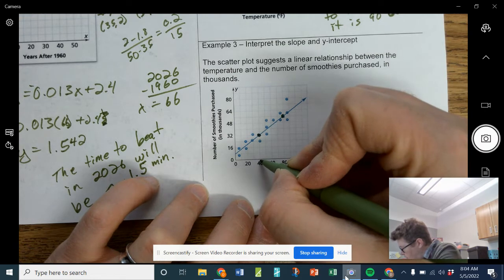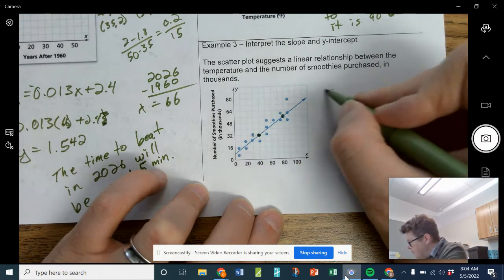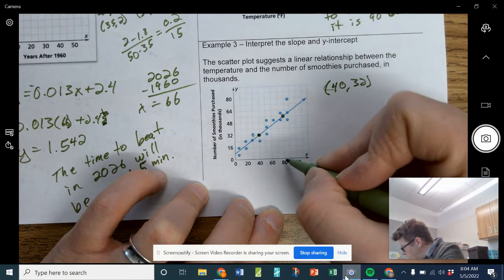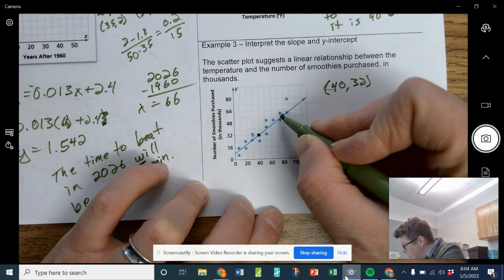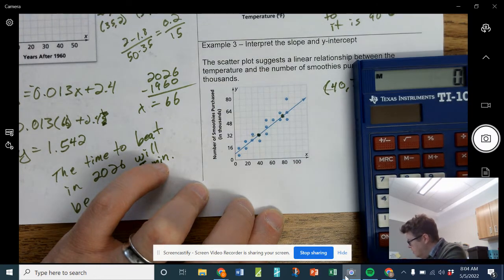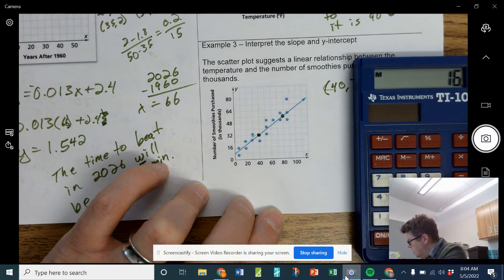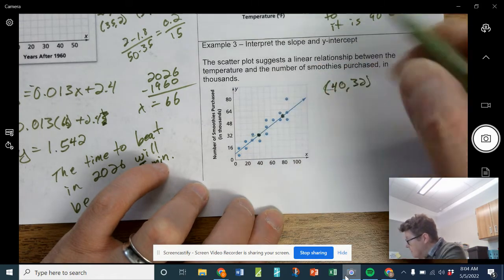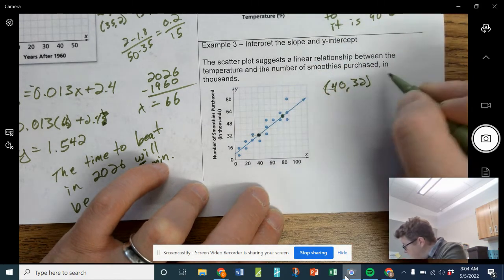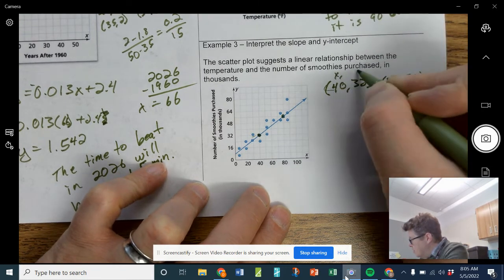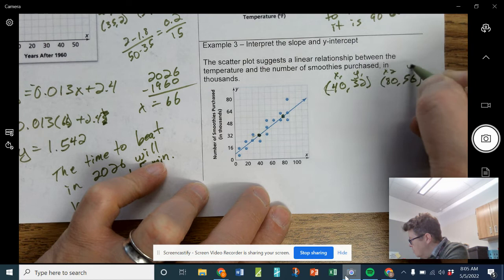So this is going to be 40, 32. Okay, and then 80. What is in between here? 64 minus 48, divide by 2, so 8. So 56. Okay, so 80, 56. Okay, so x1, y1, x2, y2.